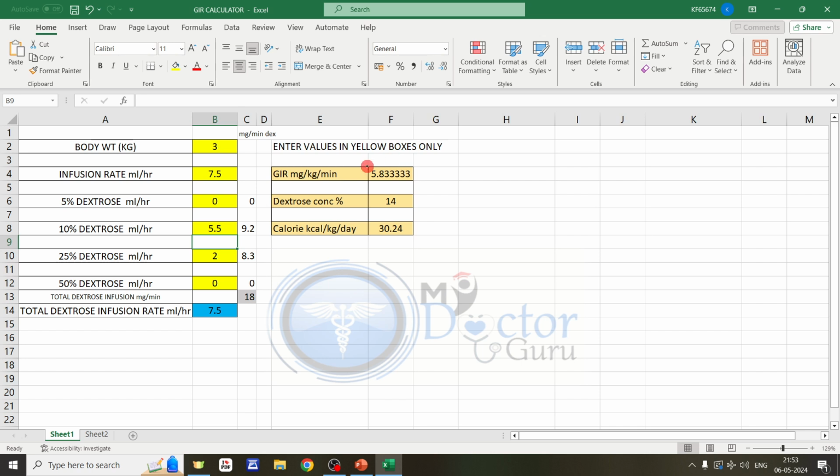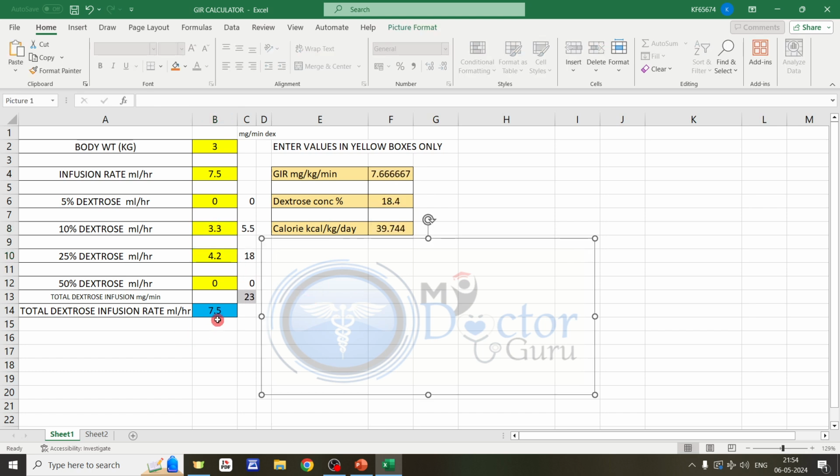Suppose now the baby's glucose is low and you need to infuse a higher GIR. So you increase the 25% dextrose. Suppose I make it 4, and to keep the total at 7.5, I make the other 3.5. Let's see what GIR it gives. It's giving 7.5 mg per kg per minute. If you want to give 7.9 or 8, you do 4.2 and 3.3. Make sure the 7.5 still remains, and now you are giving around 7.67.